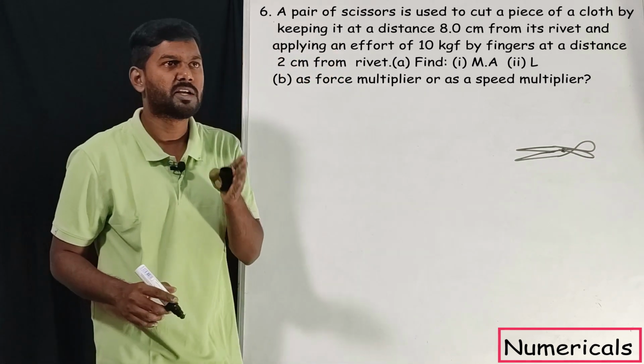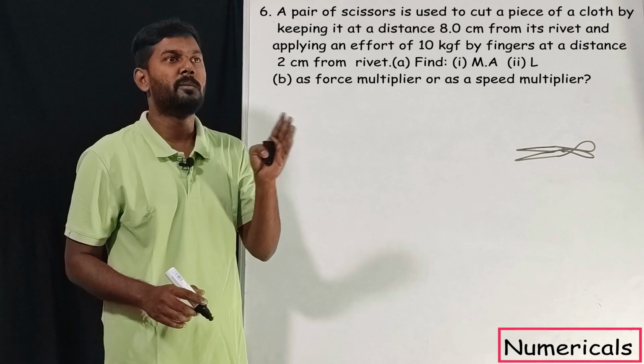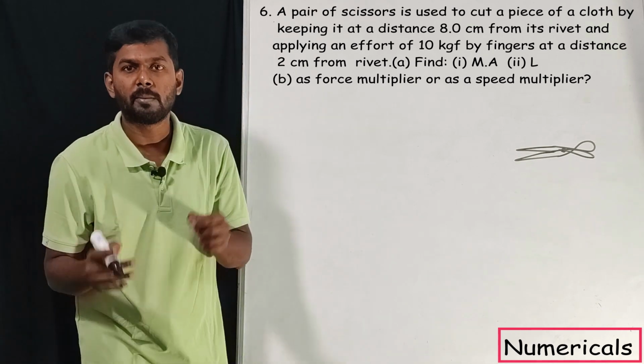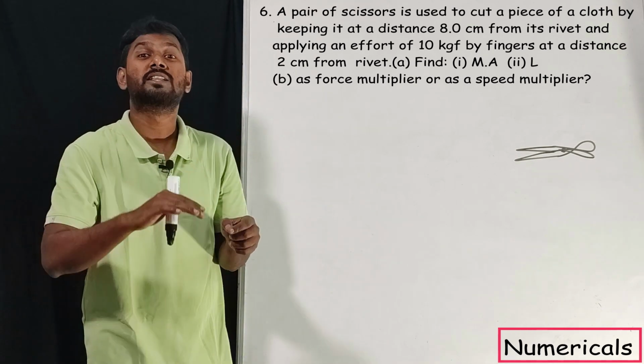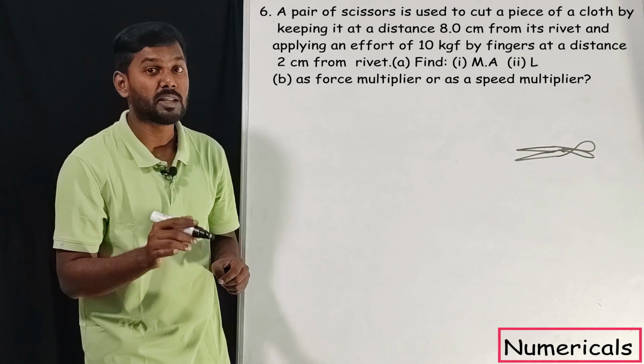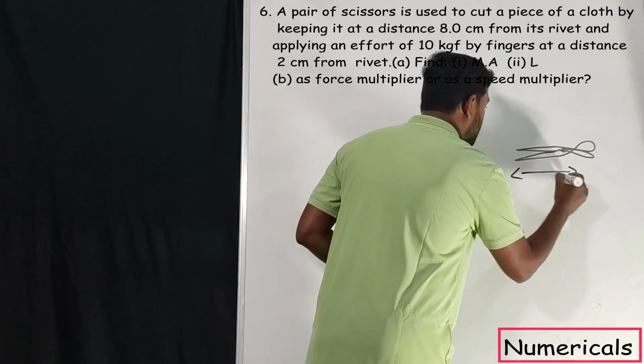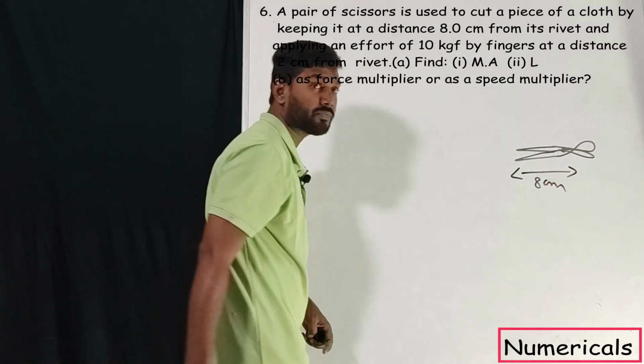So, a pair of scissors is used to cut a piece of cloth by keeping it at a distance of 8 cm from its rivet. See, what we are cutting? A piece of cloth. Okay, that is nothing but load. Load is related to 8 cm. That is nothing but load arm. So, load arm is nothing but 8 cm.